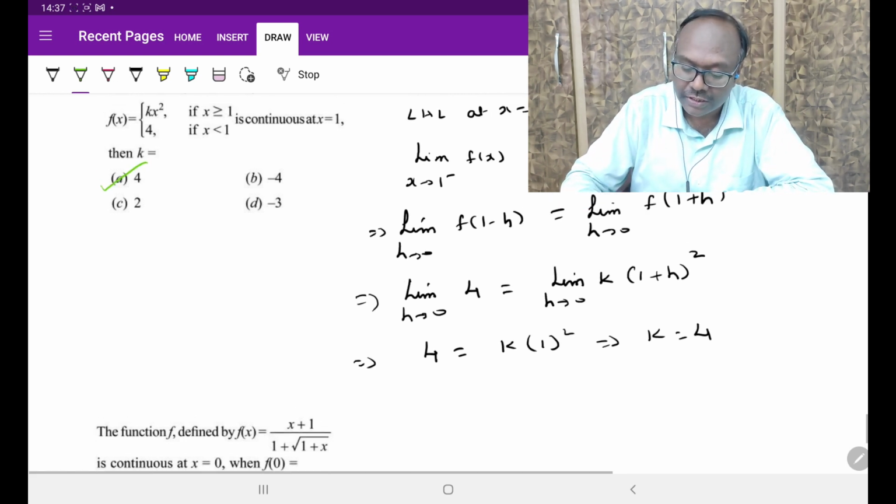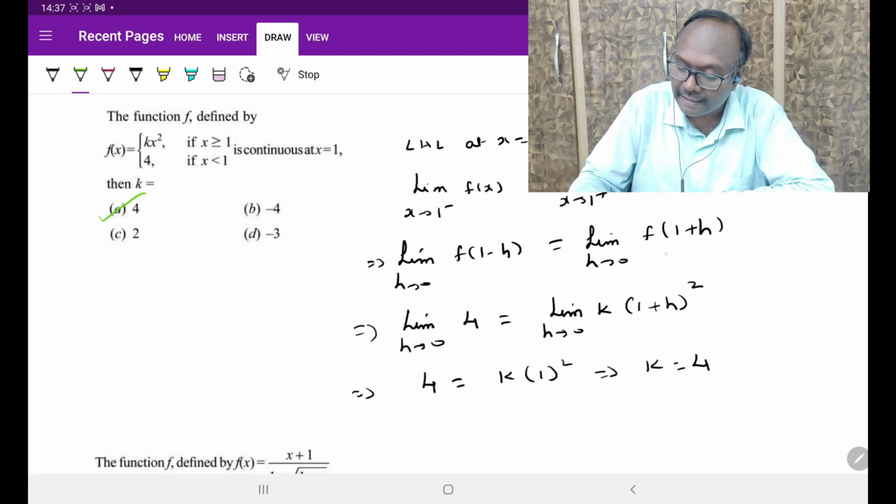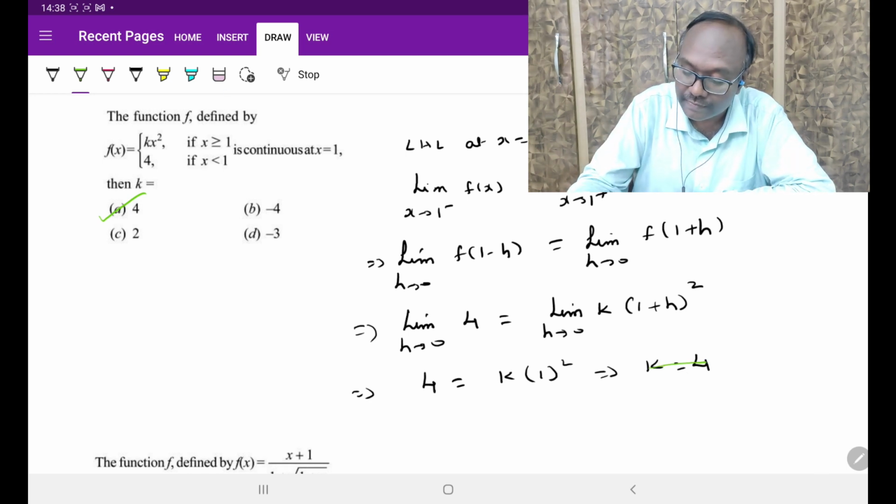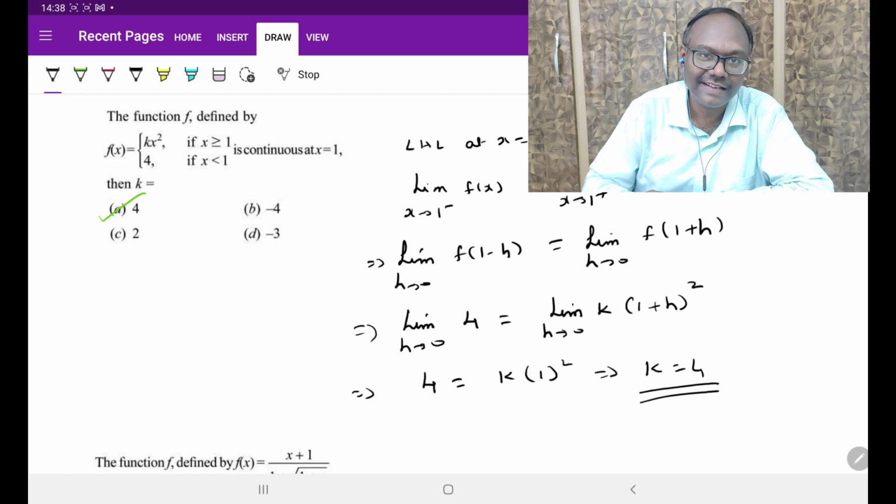So f of 1 plus h, when we write the definition, 1 plus h is more than 1, so we have to choose the first definition. So we write it as k into 1 plus h whole square. So on plugging in f of 1 plus h as k into 1 plus h whole square and putting h equal to 0, we get k into 1 plus 0 whole square, that is k into 1 square. So we got 4 equal to k, or k equal to 4. So option A is the right choice.